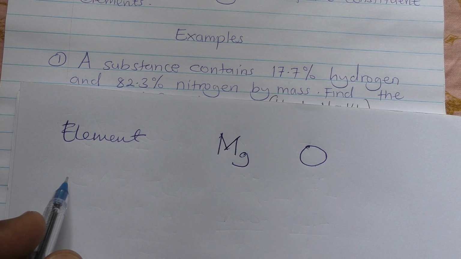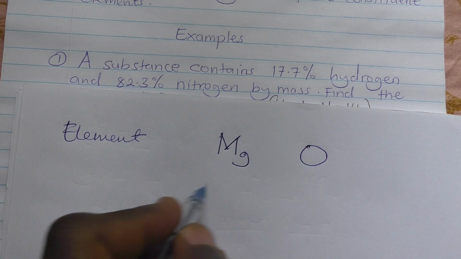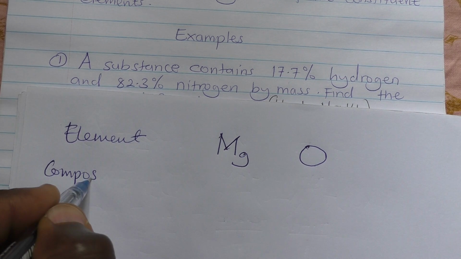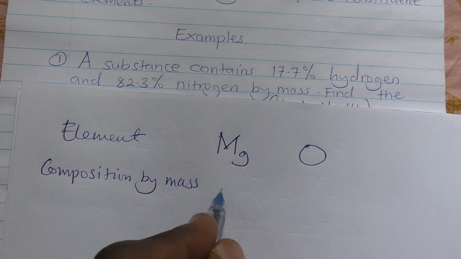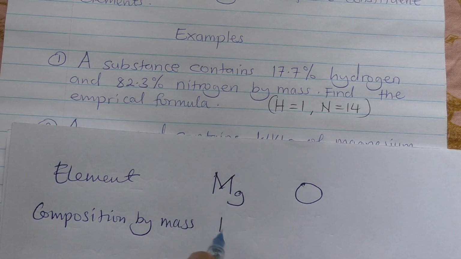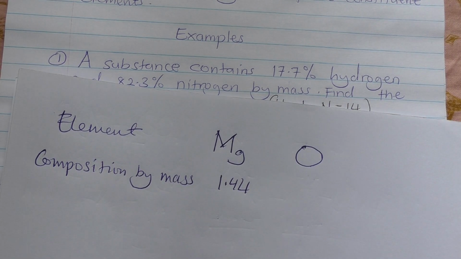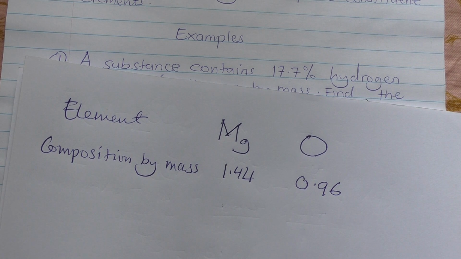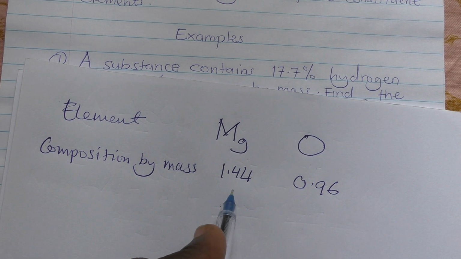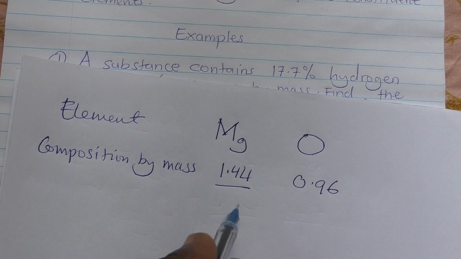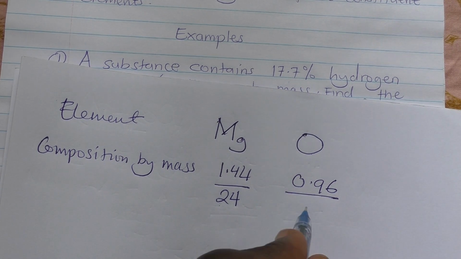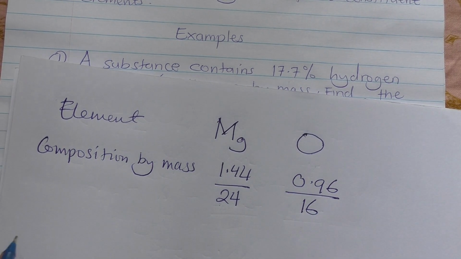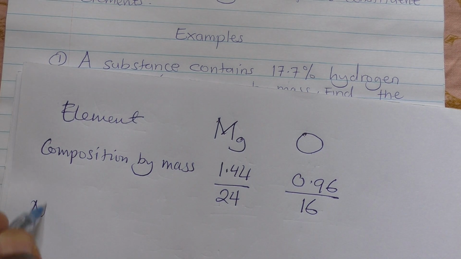Then we come to composition by mass. This one is 1.44, yet oxygen is 0.96. Then we shall divide this by the atomic mass. This one is 24, this one is 16, and what we shall get will be the number of moles.